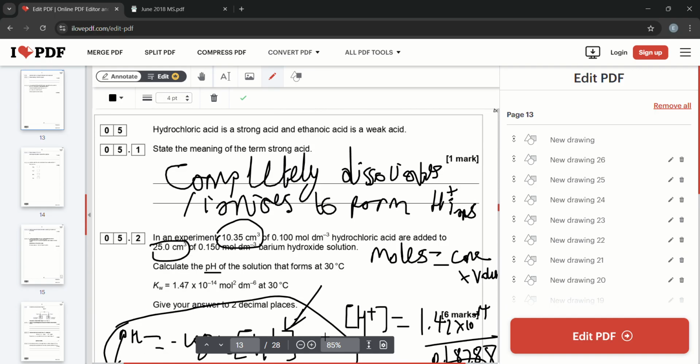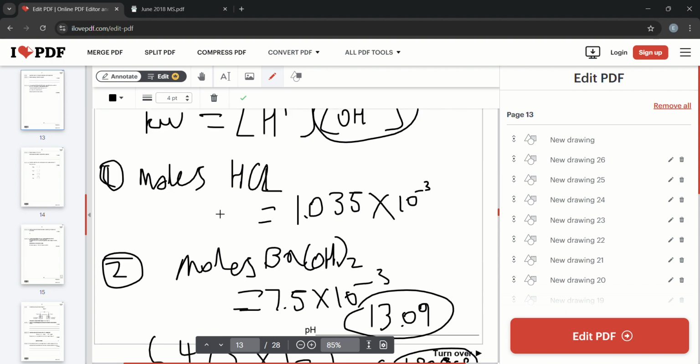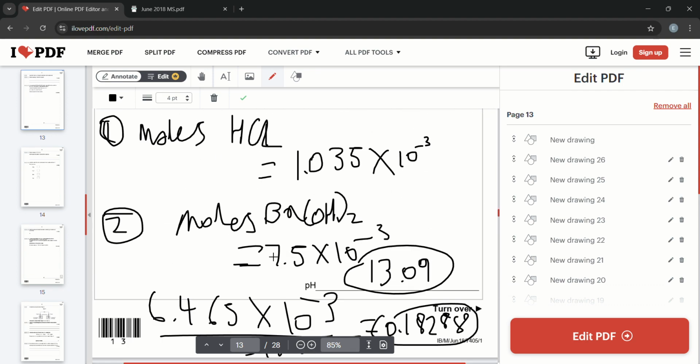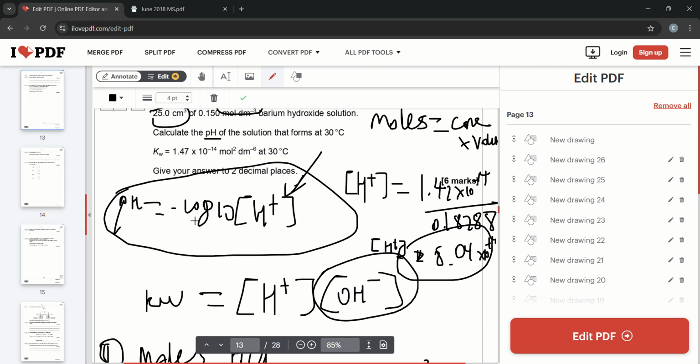A very, I'm not going to say tricky question, because once you've done a couple of these, they really like to repeat the type of questions they use. Find out the moles. Subtract those moles to find out the remaining moles. Then find the concentration by doing moles divided by the total volume. Then once you've got the H plus, use pH equals minus log 10 of H plus.